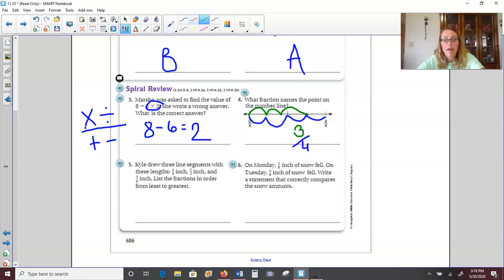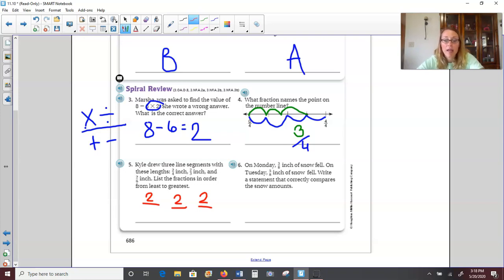Number 5, Kyle drew 3 line segments with these lengths, 2/4 inch, 2/3 of an inch, and 2/6 of an inch. List the fractions in order from least to greatest. Well, they all have the same numerator, so I can go ahead and write that part out. Let's think of what we learned with denominators. And this is where Rikari had a little chant she would tell us all the time. So remember what she would always say: the bigger the denominator, the smaller the pieces. Something like that, right, Rikari?